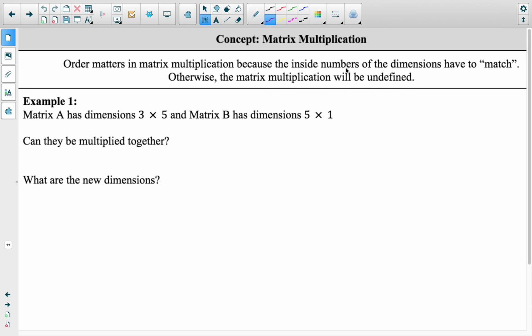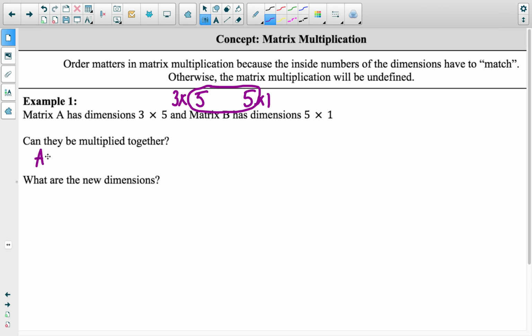So remember, every matrix has dimensions, rows by columns. Matrix A has dimensions 3 by 5. It has 3 rows and 5 columns. Matrix B has 5 rows and 1 column. So to multiply matrix A times matrix B, we're going to take a 3 by 5 matrix and multiply it by a 5 by 1 matrix. In order for this to be defined, we have to do it in this order because these 5s match. The columns of the first matrix have to match the rows of the second matrix.